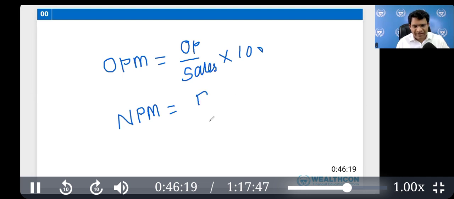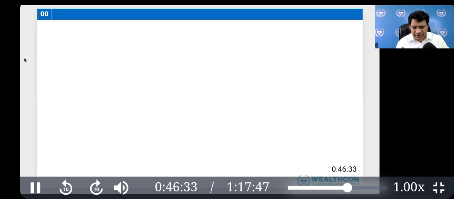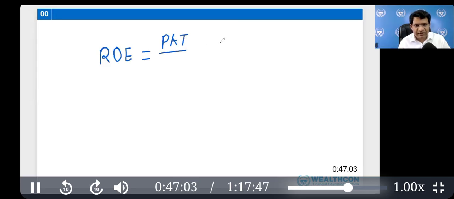NPM is PAT, profit after tax, divided by sales, into 100. So these two ratios are derived from the profit loss statement. Then there are ratios which combine the profit loss statement and balance sheet. What are those? ROE, return on equity, is equal to PAT, profit after tax, which will come from the profit loss statement, and equity from the balance sheet, and then multiply by 100.